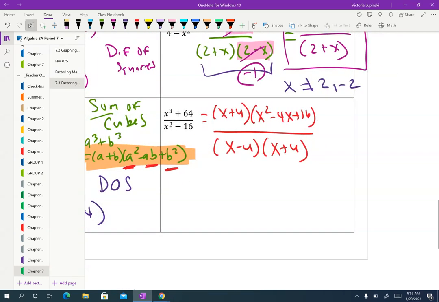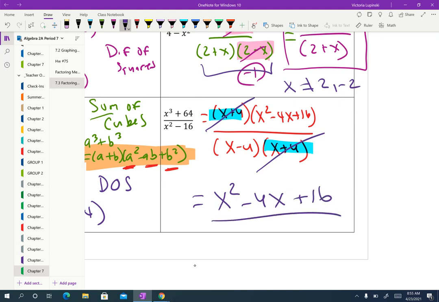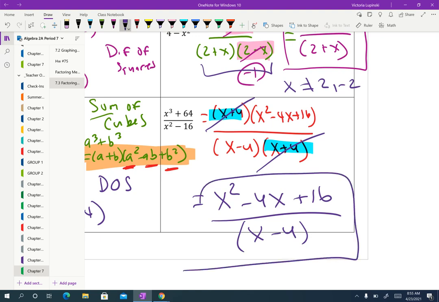So taking a look here, if you're looking for anything that is exactly the same, I see those x plus 4s, and I'm going to cancel them, which means I'm left with a numerator of x squared minus 4x plus 16 over x minus 4. And that is as far as I can go. A little reminder here, when you're doing the sum or difference of cubes, you are always going to wind up with a quadratic that cannot be factored any farther. So you never have to worry about it. You just know 100% of the time it's never going to go any farther.